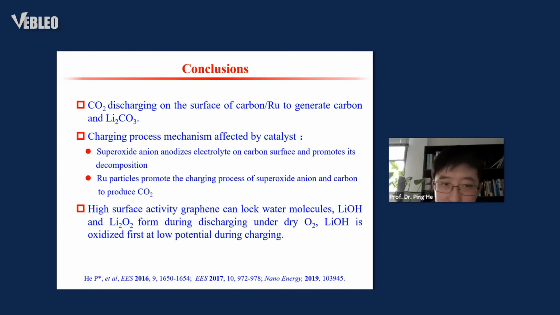The ruthenium particle promotes the charging process of superoxide anion and carbon to produce carbon oxide. The third, high surface area activated graphene can lock water molecules, lithium hydroxide and lithium peroxide formed during charging on the dry oxygen. Lithium hydroxide is oxidized first at low potential during charging.